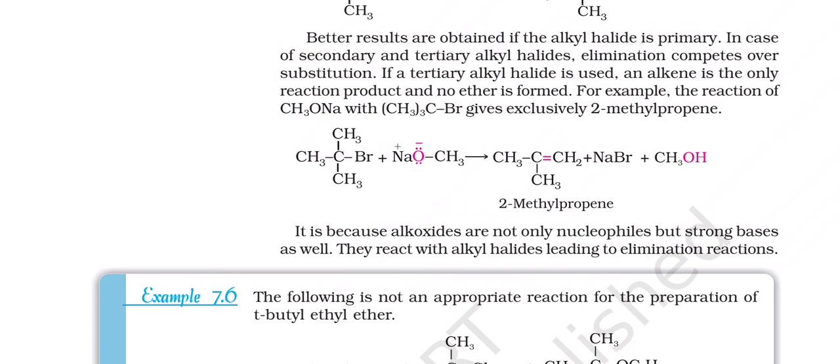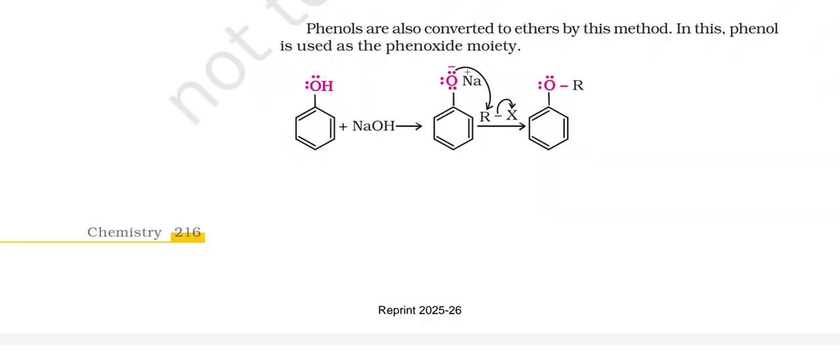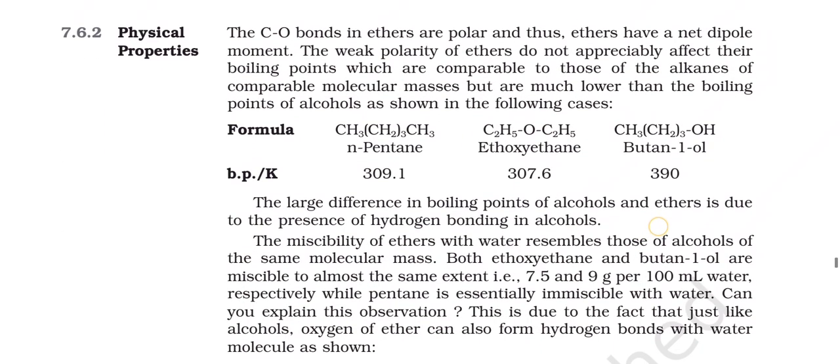In case of secondary and tertiary alkyl halides, elimination competes over substitution. If a tertiary alkyl halide is used, an alkene is the only reaction product and no ether is formed. For example, the reaction of CH3ONa with (CH3)3CBr gives exclusively 2-methylpropene. It is because alkoxides are not only nucleophiles but strong bases as well. They react with alkyl halides leading to elimination reaction. Phenols are also converted to ethers by this method. In this, phenol is used as a phenoxide moiety.